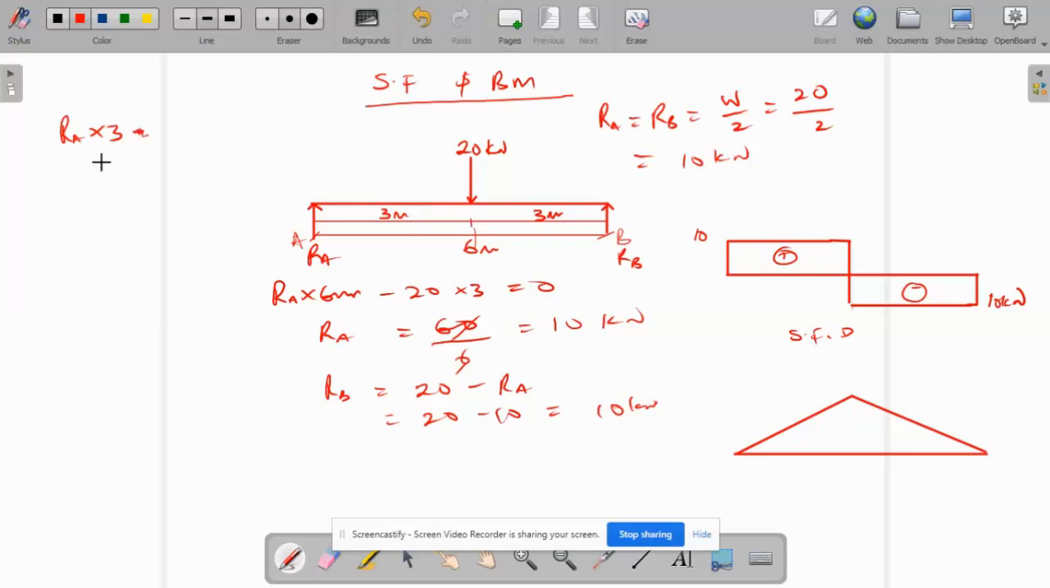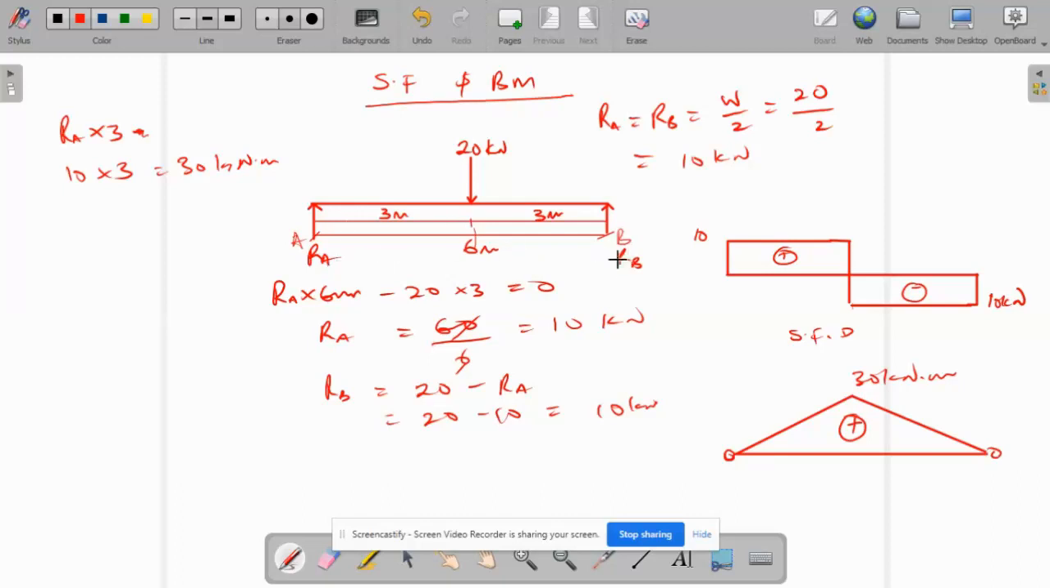So here, reaction A is 10. So we have 10 times 3, which is equal to 30 kilonewton meter. So here, the maximum value is 30 kilonewton. Remember, we need to still calibrate this line. So what we'll have here is positive, which is 30 kilonewton meter. So that's the maximum bending moment. Bending moment at A will be 0, at C will be 0. How do we verify that?